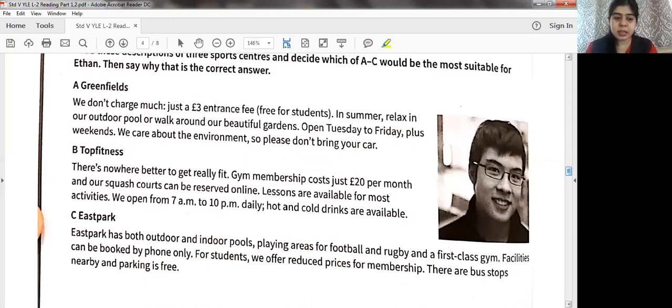Next, Top Fitness. There's no better way to get really fit. Gym membership costs just £20 per month and our squash courts can be reserved online. It can be reserved online. He wanted to book the reservations through email. So email is also online, students. We have studied. Lessons are available for most activities. We are open from 7 a.m. to 10 p.m. daily. Hot and cold drinks are available. Now, if you read this, students, it is matching the preferences of Ethan. So you are going to put a tick on B and you are going to underline the keywords which match the preferences.